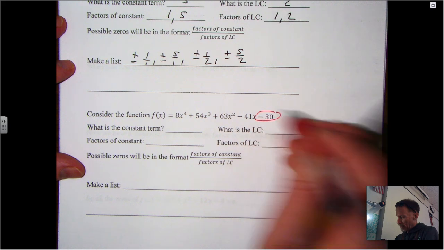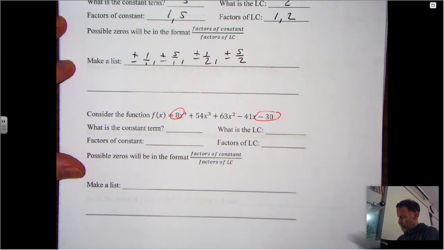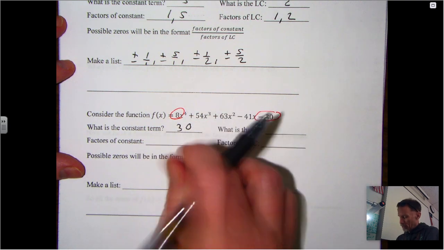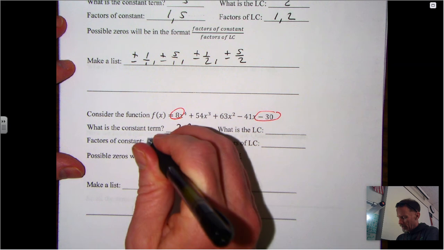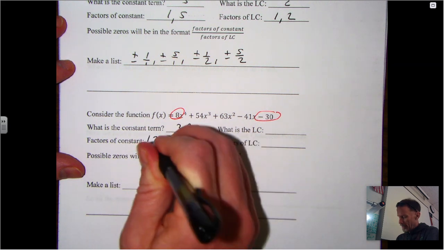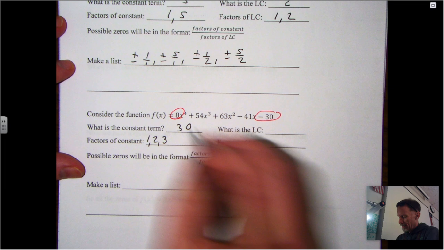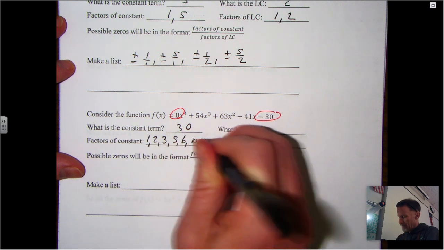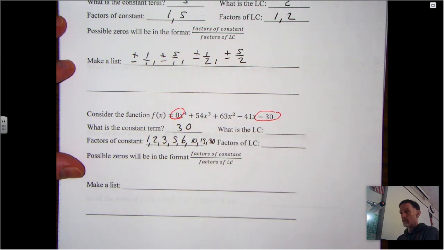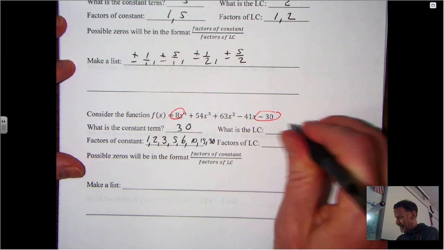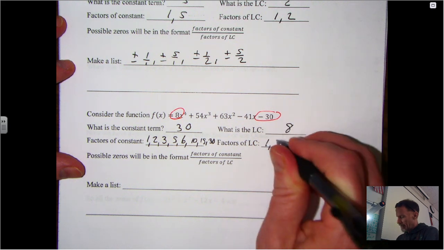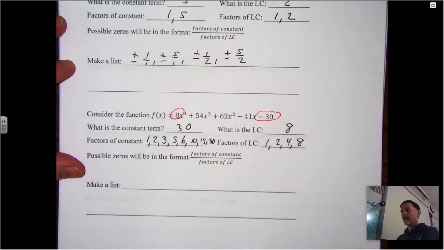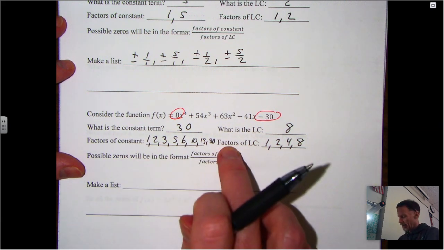All right, so again, we have our constant of 30 and our leading coefficient of 8. So constant here, lots of choices: 1 and 30, 2 and 15, 3 and 10, 5 and 6. So that's kind of a long list just right there. And my leading coefficient is 8, which means I've got 1 and 8 and 2 and 4. Yuck. So I've got to take each of these over each of these.